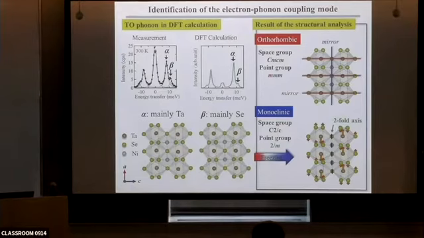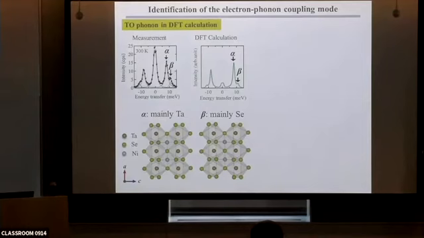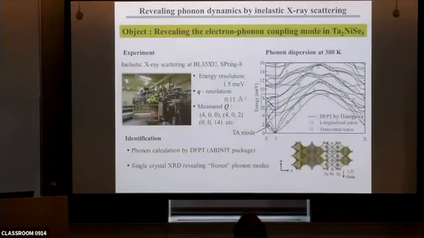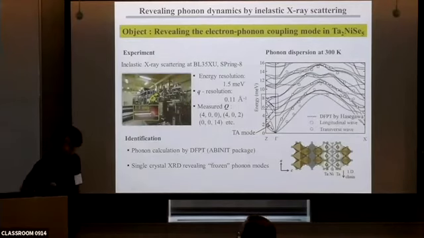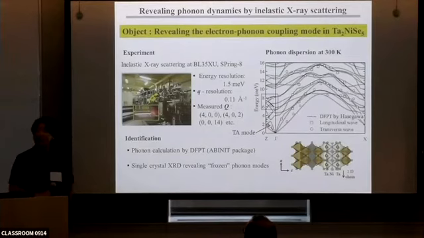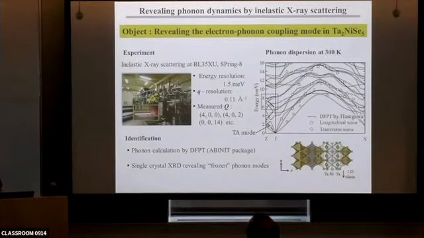Okay. If you go back to the previous one, this phonon dispersion we have, is it done for the monoclinic phase? No, the orthorhombic phase. The monoclinic phase is very difficult to calculate because it will be unstable. You cannot get it stable.